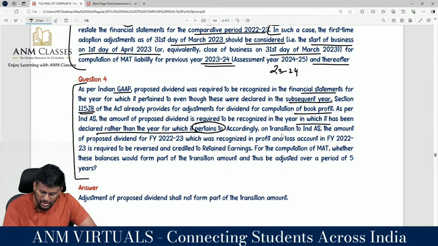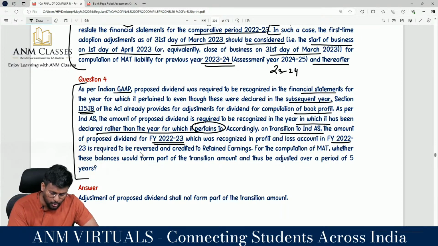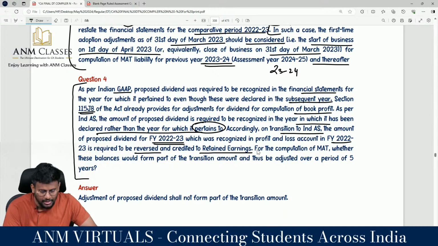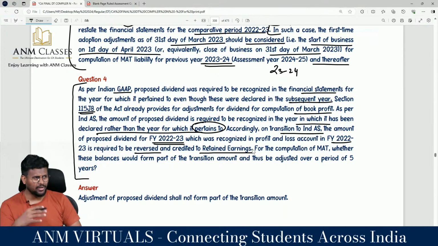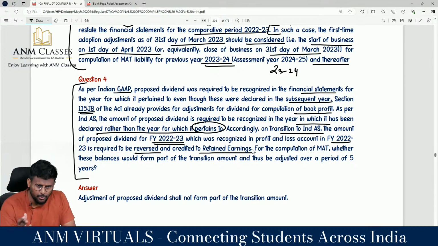Accordingly, on transition to Ind AS, the amount of proposed dividend for financial year 22-23 which was recognized in P&L account for financial year 23 is required to be reversed and credited to retained earnings. ஸோ Ind AS ஃபாலோ பண்ணுறதுனால லாஸ்ட் இயர் நம்ம என்ன பண்ணி வச்சிருப்போம்னா P&L அக்கௌண்ட்டில் அதை ப்ரொவிஷன் வச்சுருப்போம். அதை வந்து ரீடைன்ட் ஏர்னிங்ஸுக்கு நம்ம திருப்பி ரீக்ரெடிட் பண்ணணும். ரீக்ரெடிட் பண்ணி அதை கேன்சல் பண்ணாதான் adjust பண்ண முடியும்.